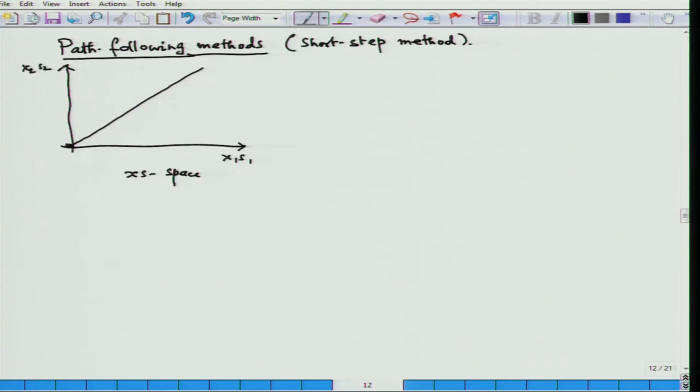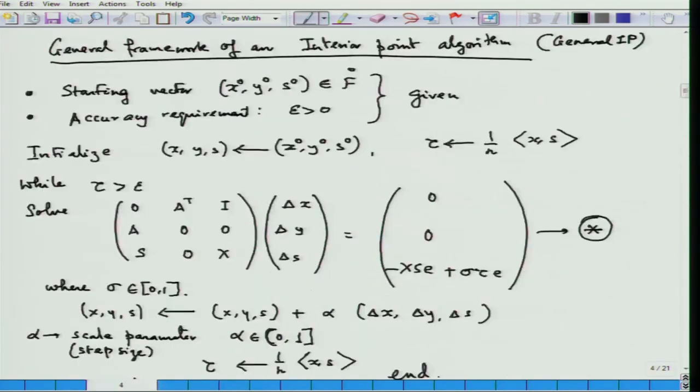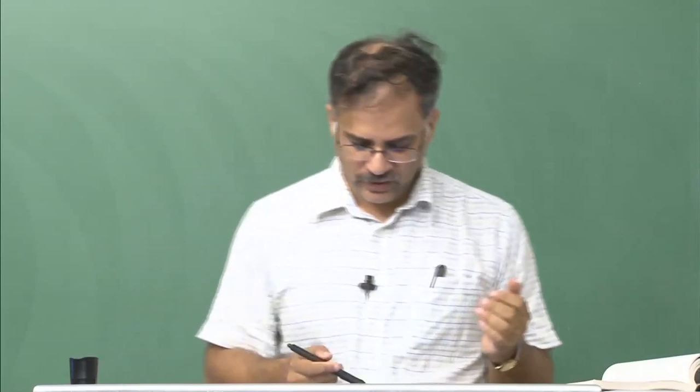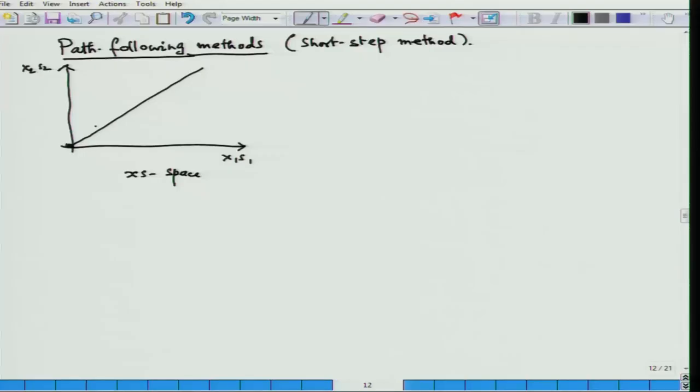Now, once I solve this equation, I am not exactly getting the solution of a point which will take me to the central path, or I am not exactly solving the relaxed KKT condition. So, as a result, what I would get is not a point on the central path, but some point near it.